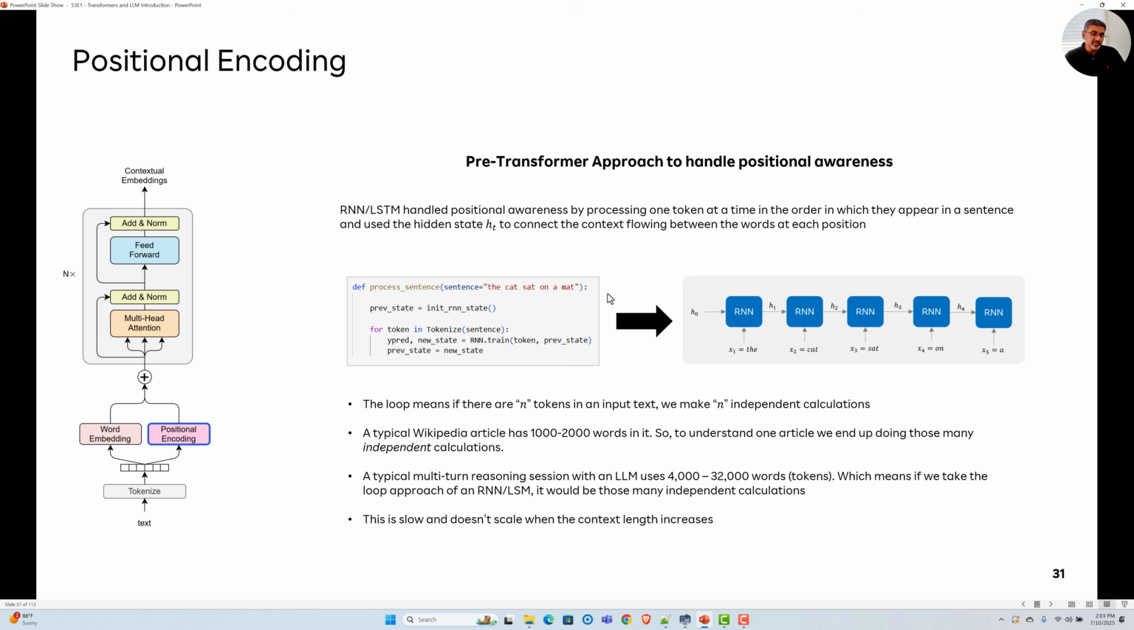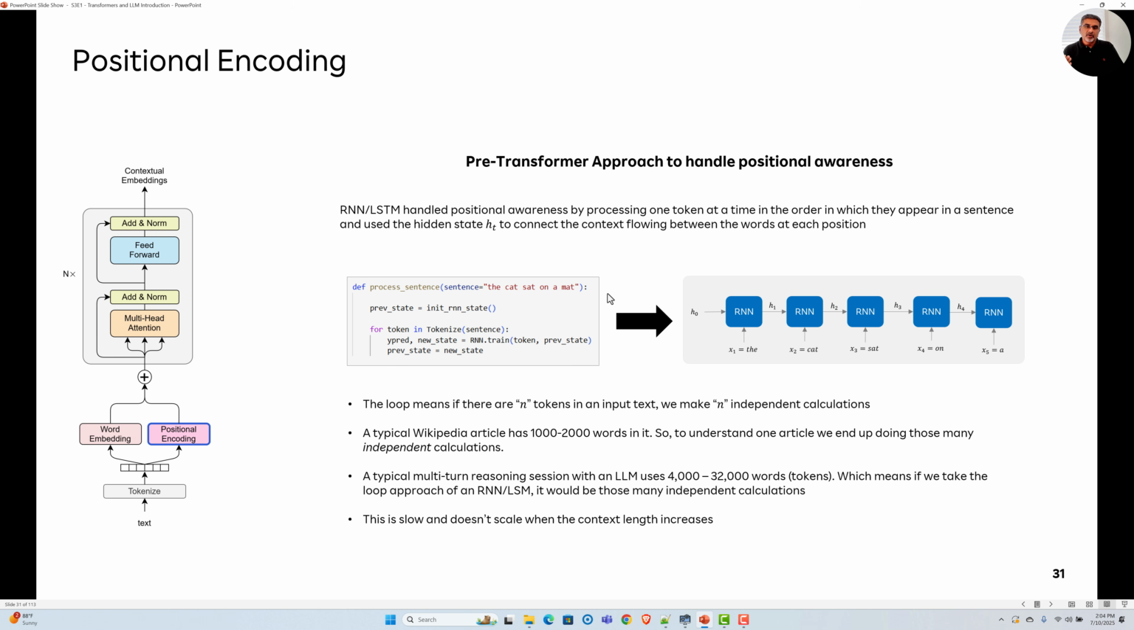So think about it this way. Let's say you're trying to build a neural network to understand a Wikipedia article. A Wikipedia article typically has between 1,000 and 2,000 words, which means that with an RNN or an LSTM, you would make 1,000 or 2,000 independent calculations word by word, which is tremendously slow. And it's going to be a problem if you want to give it very large context windows. With large language models as we see them today, through ChatGPT or Gemini or Grok or Perplexity, nobody would like it if you give it a question and it takes, let's say, 20 minutes to answer.